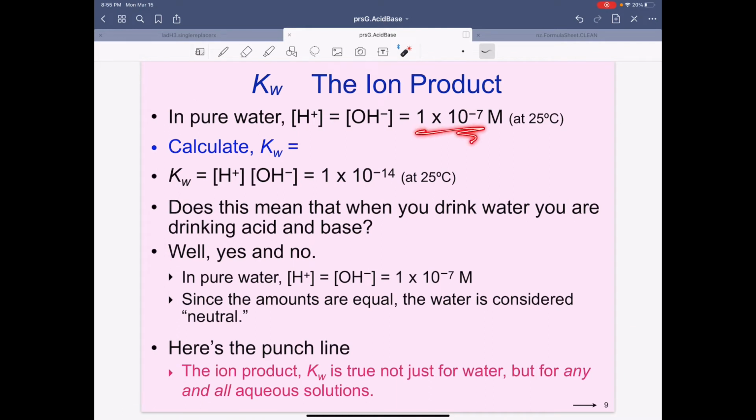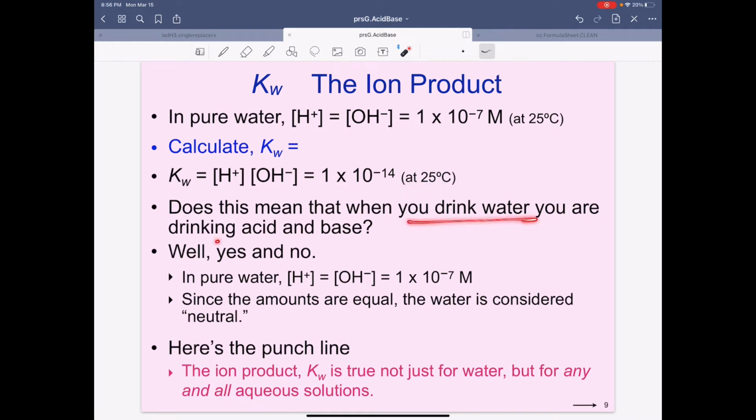This small. That's 0.000001. That's a pretty small number. And so if we were going to calculate the Kw, then we can put 10 to the minus 7th in, square 10 to the minus 7th, and lo and behold, we get 10 to the minus 14th. This happens at 25 degrees. In this unit, most of what we will do will be at 25 degrees.